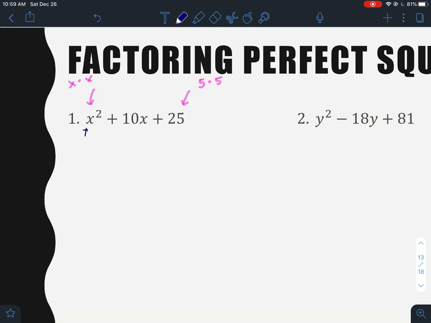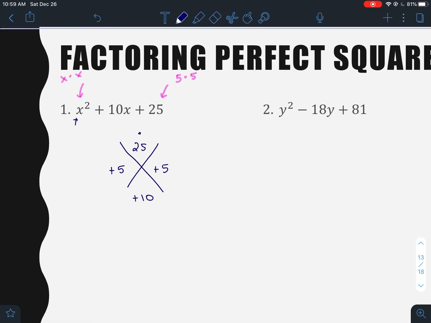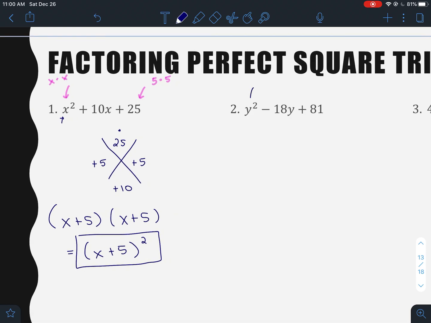So if you were to go and factor this, we would factor like normal. There's no a this time, so I need two numbers that multiply to 25 and add to 10. So what multiplies to 25 and adds to 10? What happens when you have a perfect square trinomial is those numbers will be the same. We have a 5 and a 5. So when I go to factor x squared plus 10x plus 25, I get x plus 5 times x plus 5, or it ends up being x plus 5 squared.